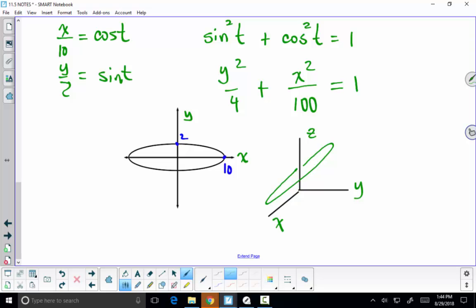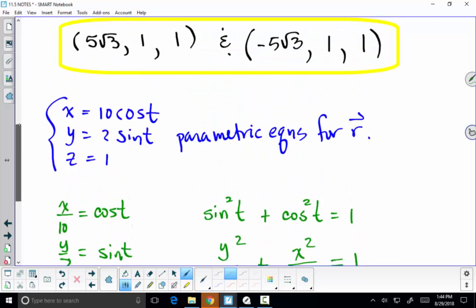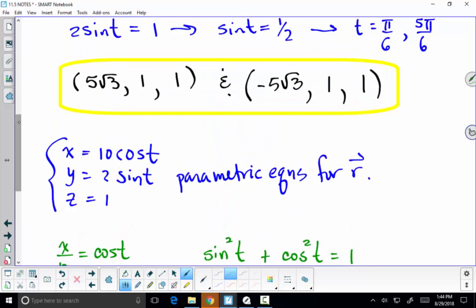So to make this into an elliptic helix, all we need to do is change that z. If we make that z value a t, then we're dealing with an elliptic helix, because then the z value is changing as t changes. So that's all it would take to turn it from an ellipse into an elliptic helix, is have a variable z value. That's all it would take.